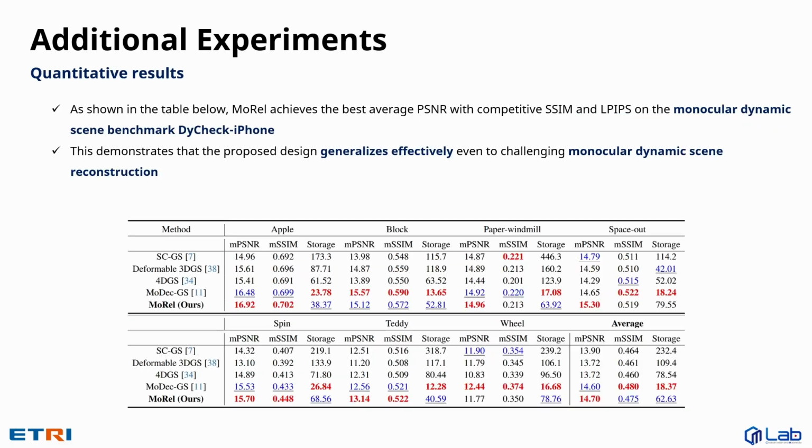We also evaluate generalization on the monocular dynamic scene benchmark, DyCheck iPhone. MoRel achieves the best average PSNR while maintaining competitive SSIM and LPIPS. This shows that the proposed design generalizes effectively even to challenging monocular dynamic scene reconstruction.